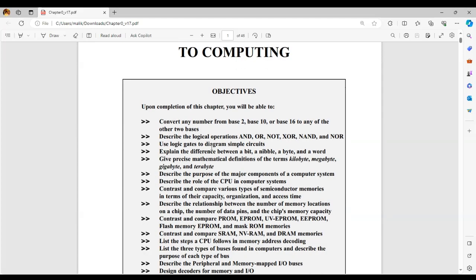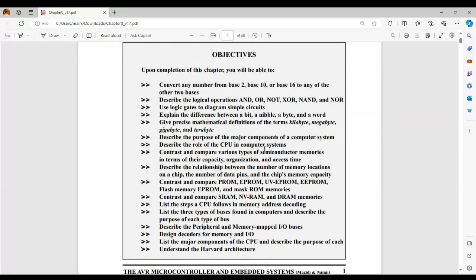Today we are going to discuss chapter 0 of this book, and our topic is Introduction to Programming. In today's video, we are going to discuss binary numbers, hexadecimal numbers, and decimal numbers, and some of the logic operations like AND, OR, NOT, XOR, and NAND and NOR gates. And then we are going to discuss in a little more detail about memory and CPU, how the CPU is interfaced with the memory, and how a CPU works.